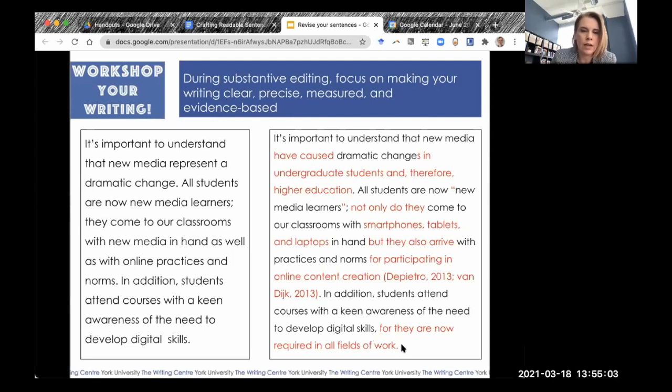Certainly working with a writing instructor throughout the process can help you attend to all of these different stages of editing.